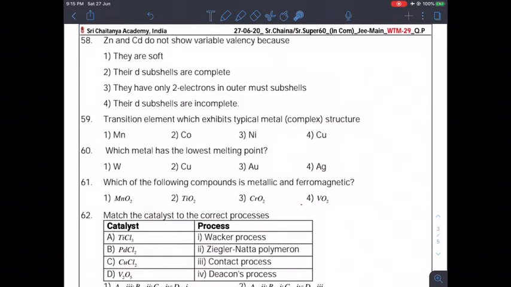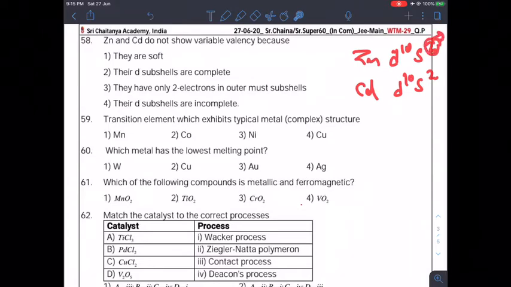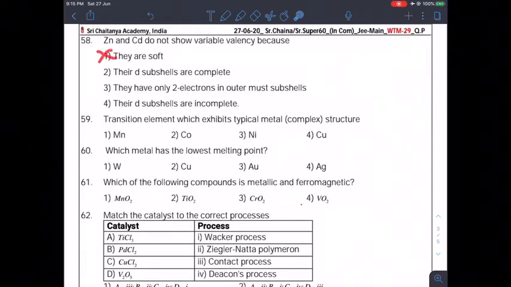Zinc and cadmium do not show variable valency because, if you look at zinc and cadmium, their configuration is what? D10 and S2. So what might be the reason? If you remove these, they are already in a very stable state, right? Are they soft? No. Their D subshells are complete? Yes. So that is a proper explanation according to me. Because their D subshells are complete, that is the major reason why they are more stable in the zinc plus 2 form. But let me tell you, that is not the only deciding factor.